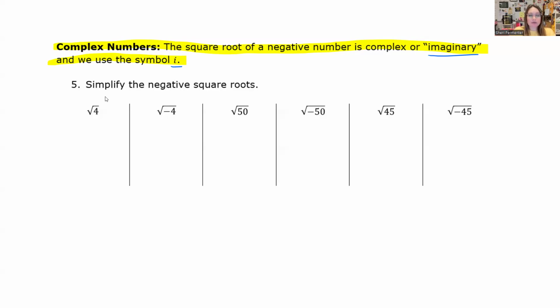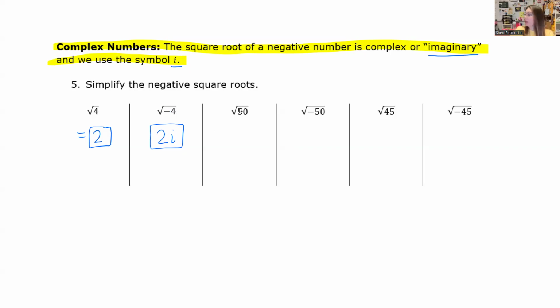So what is the square root of 4? 2. So if you have the square root of negative 4, then the answer is 2i. It's imaginary, so this becomes 2i. So anytime you have the square root of a negative number, it's going to have an i in the answer.